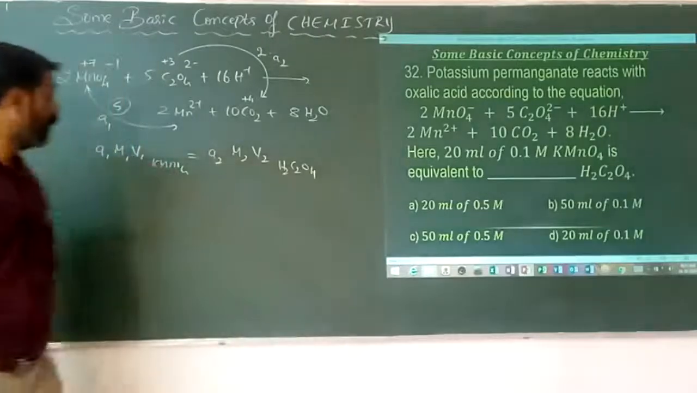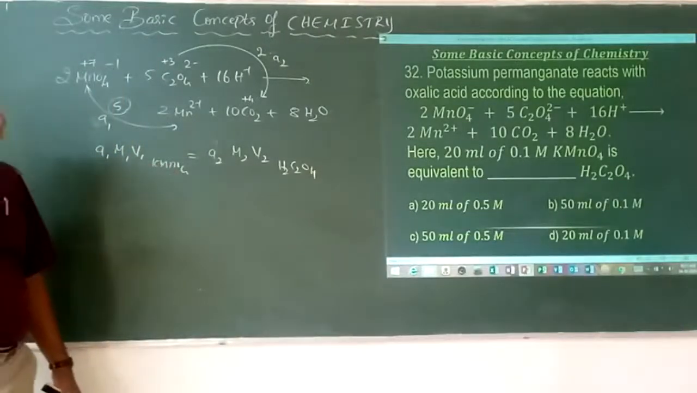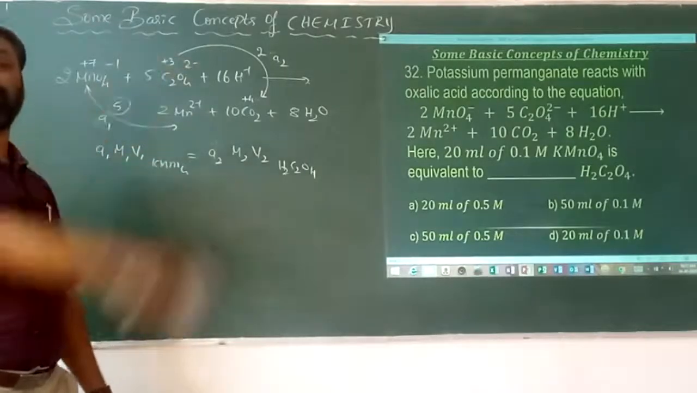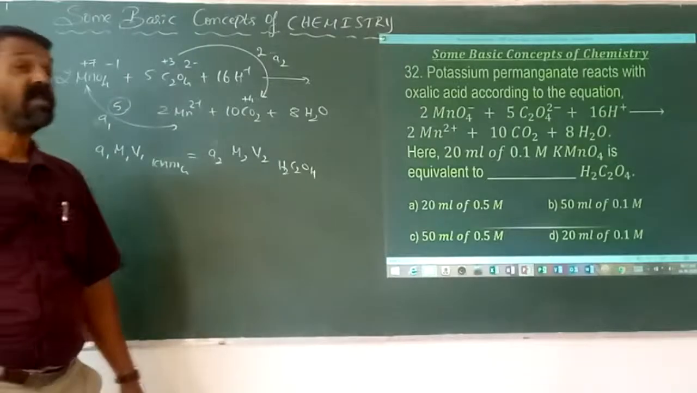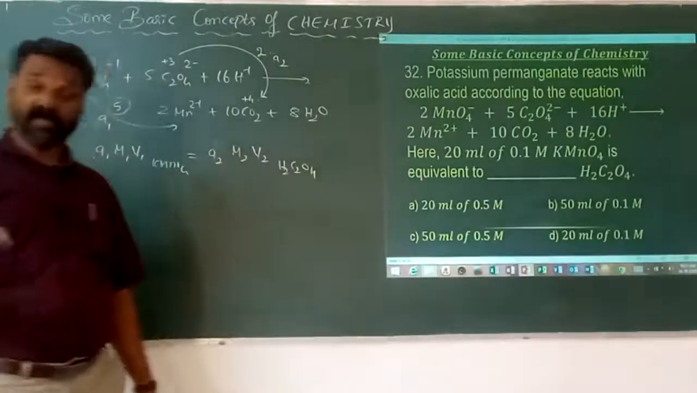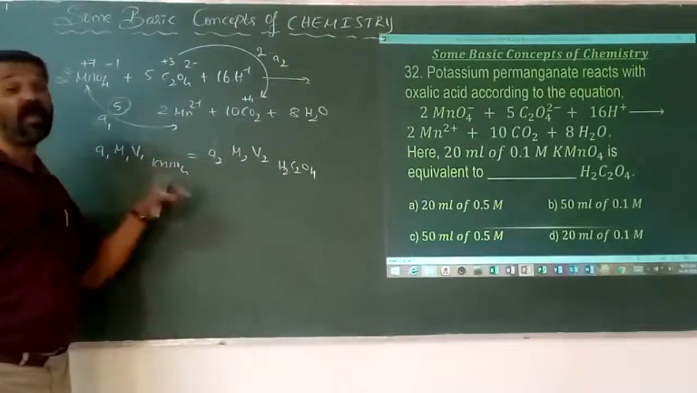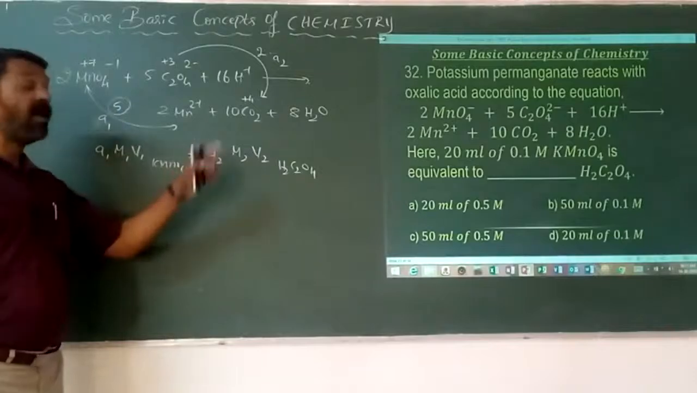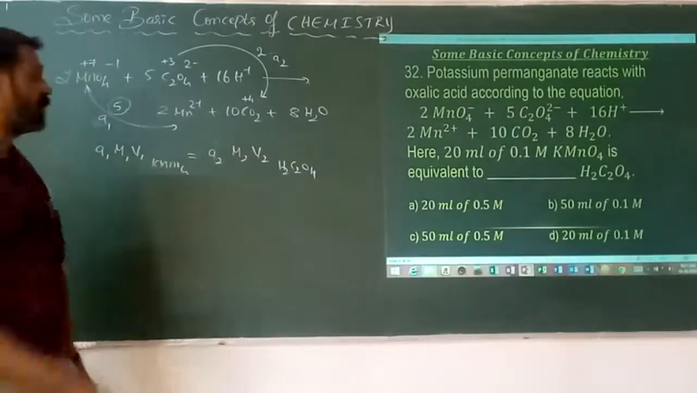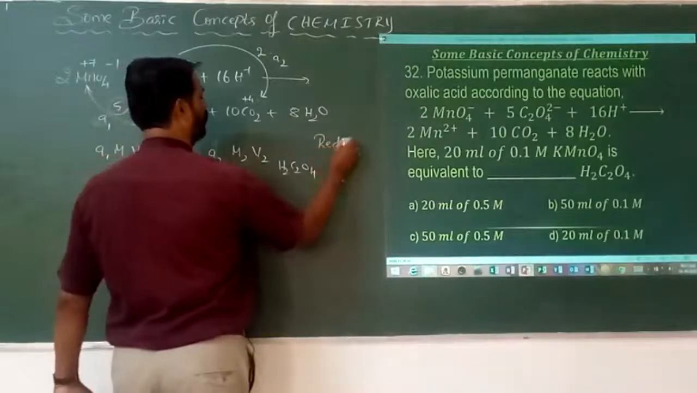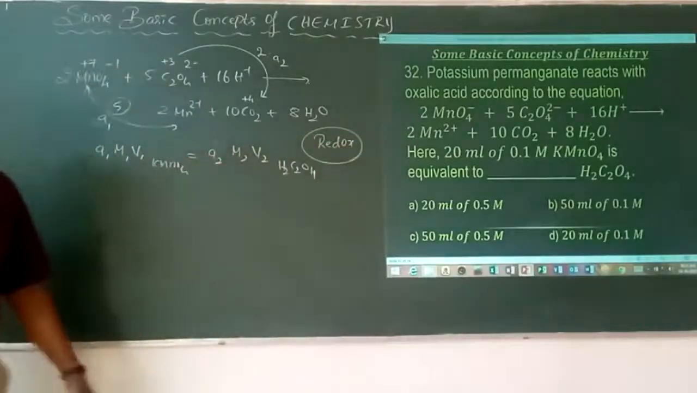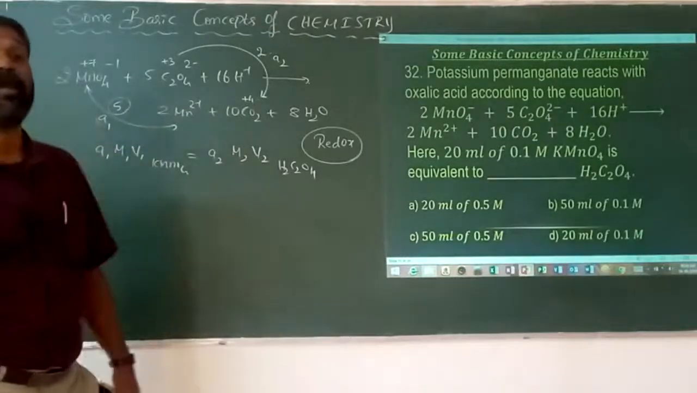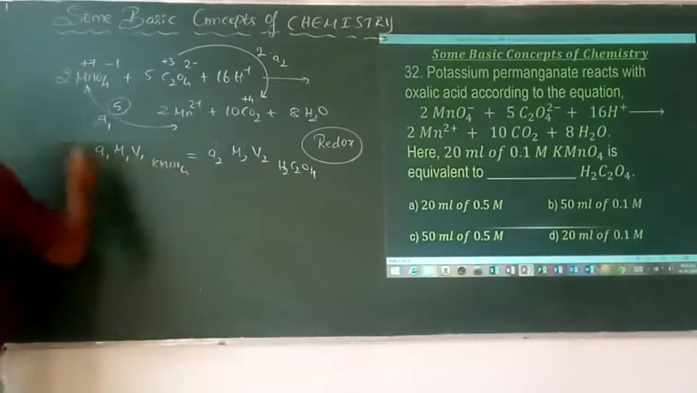So, according to the principle of volumetric analysis, the number of gram equivalents of the first substance is always equal to the number of gram equivalents of the second substance. That is, NV by 1000 is equal to NV by 1000. Instead of NV, he has mentioned MV, molarity into volume. With respect to redox reactions, the number of electrons lost must be equal to the number of electrons gained. Okay?